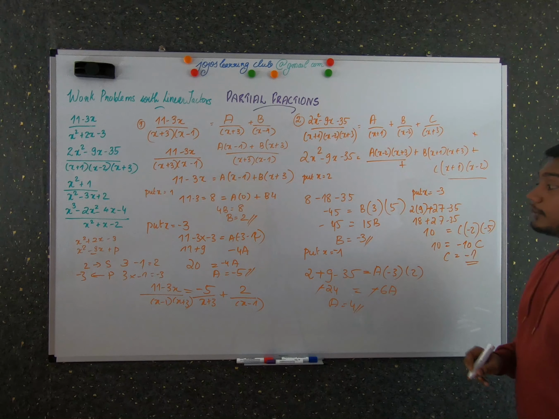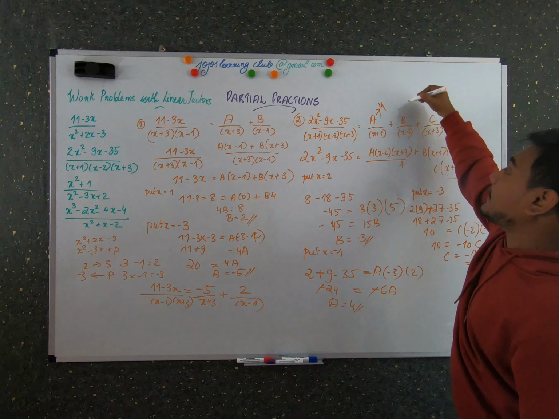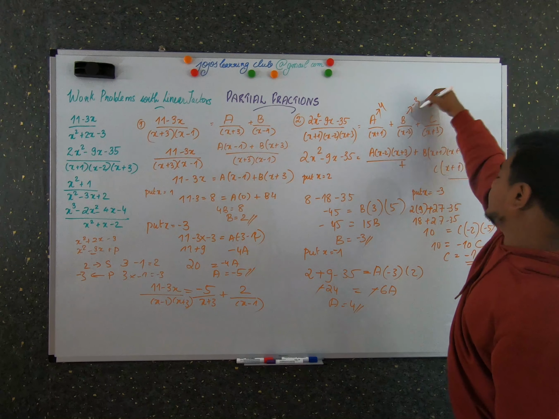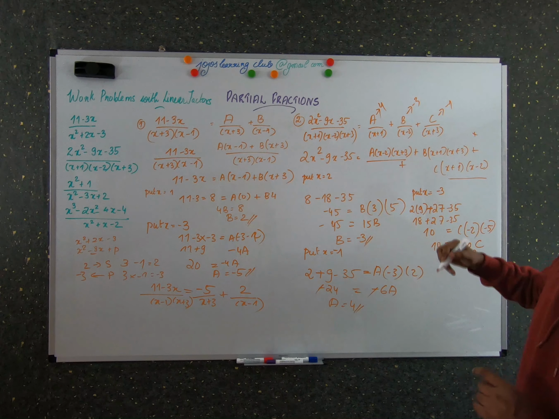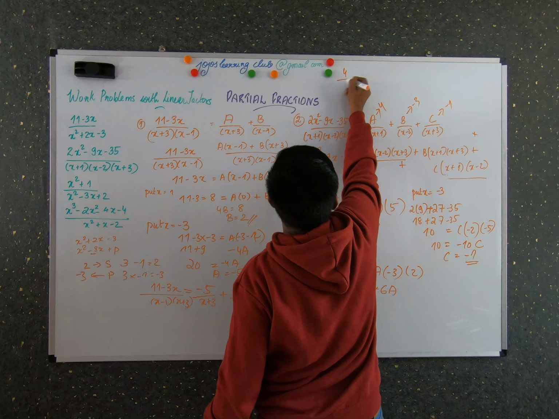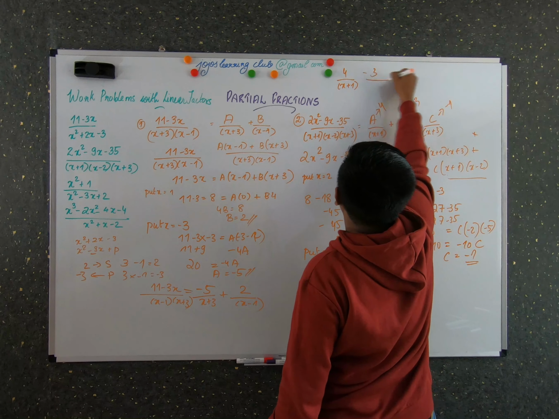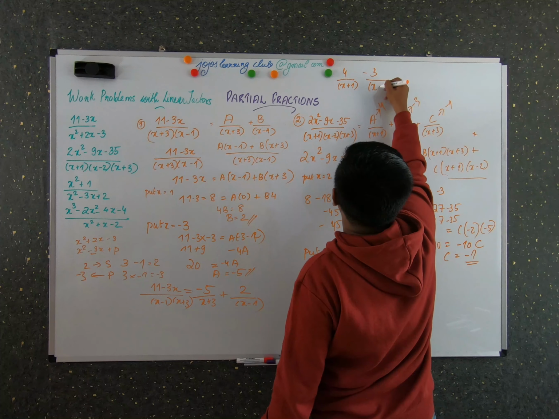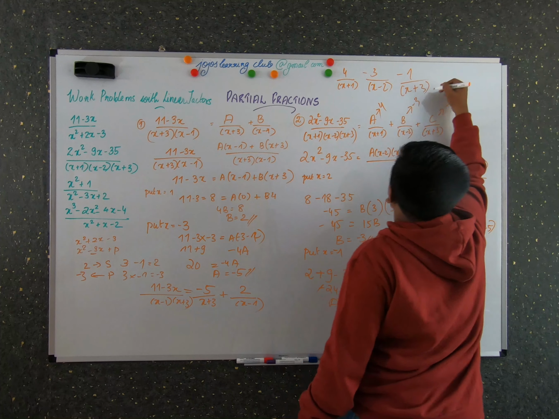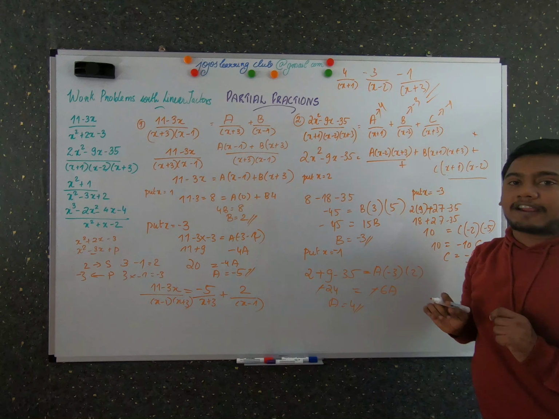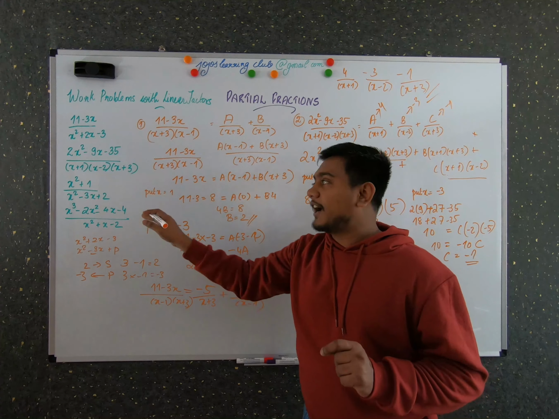Okay, so now we got the values: A is 4, B is minus 3 and C is minus 1. For your final answer, you just have to apply these values for A, B and C: 4 by (x plus 1), minus 3 by (x minus 2), plus minus is minus, 1 by (x plus 3). So this is your final answer of your partial fraction. I hope it's very much clear, right? So now let's go and directly do the third problem.